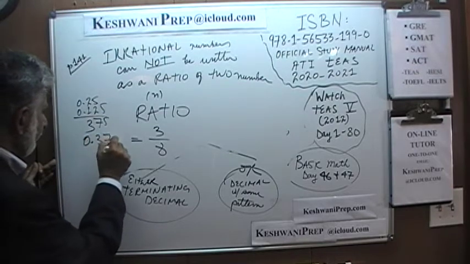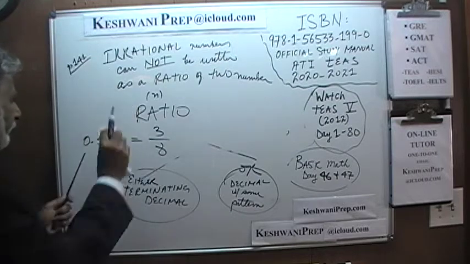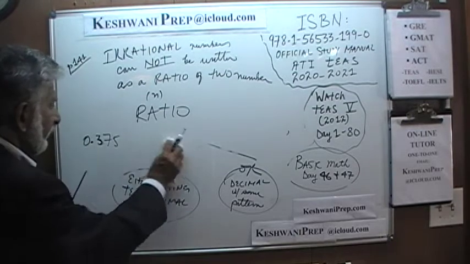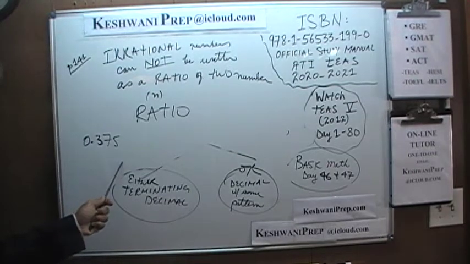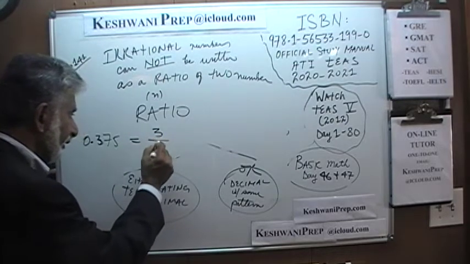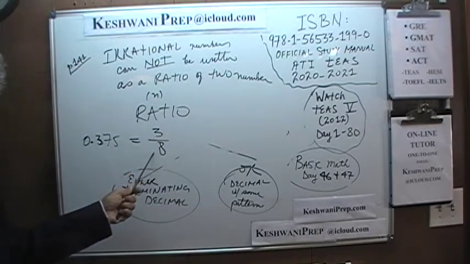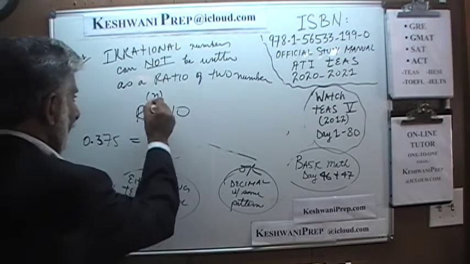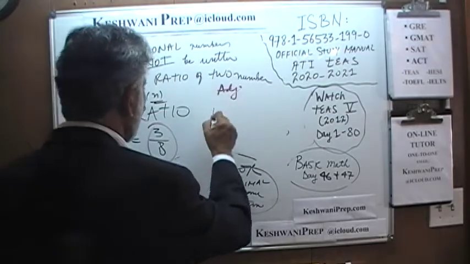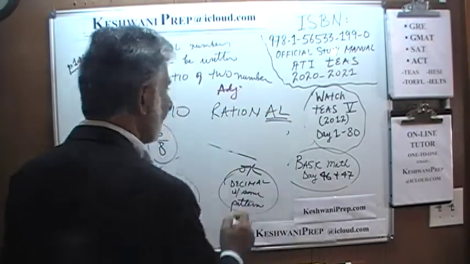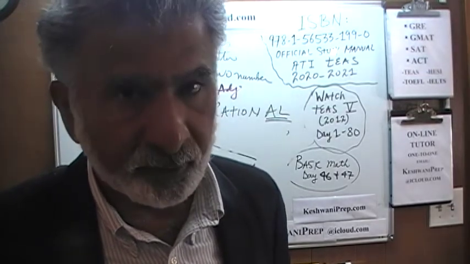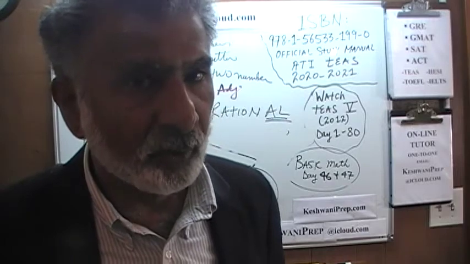So if somebody were to come up to us and give us this quantity, 0.375, the first thing we notice is that it's a terminating decimal. It's either terminating or it has a pattern. This one is terminating. If it's terminating, it is possible to write this as a ratio of two numbers, and the ratio of these two numbers is 3/8. Since it can be written in the form of a ratio, the noun is ratio, the adjective is rational, therefore it is a rational number. Rational is simply the adjective of ratio. Nothing to do with rationale, logic, thinking, or being reasonable. It is simply the adjective of the word ratio in mathematics.